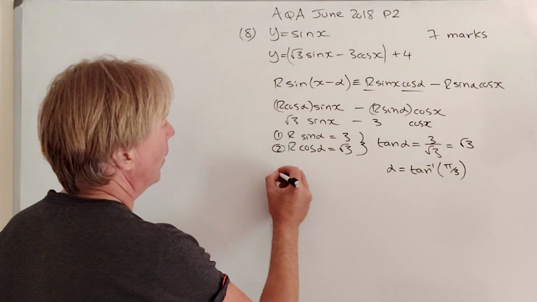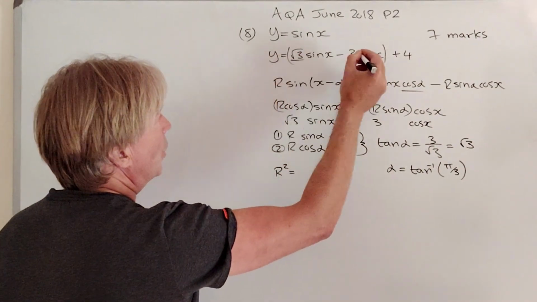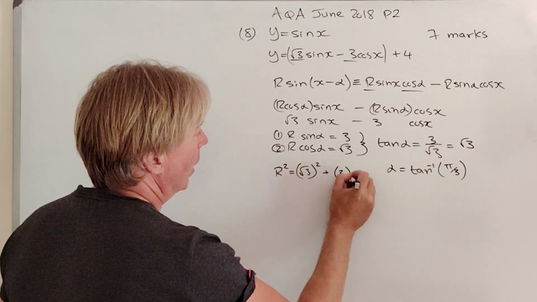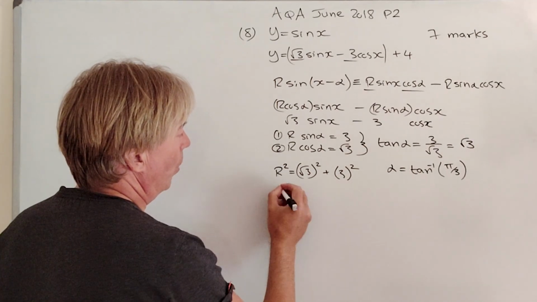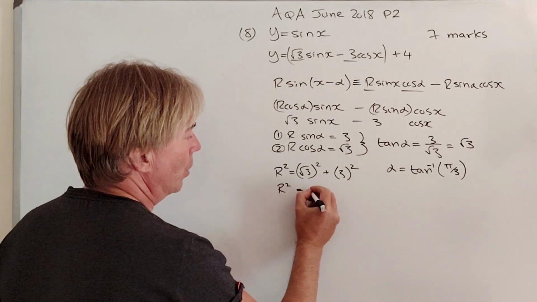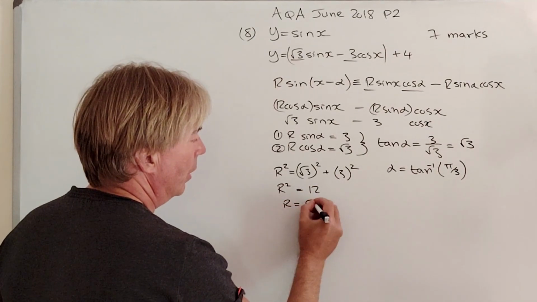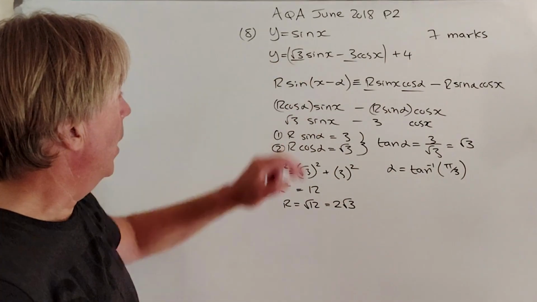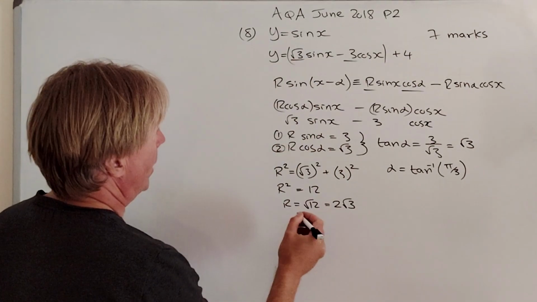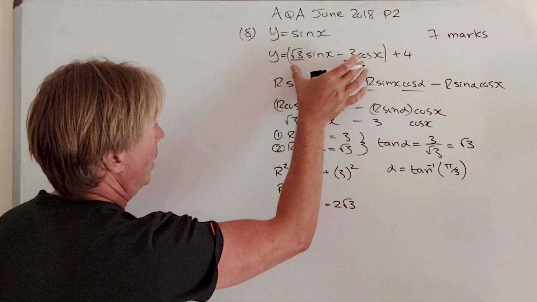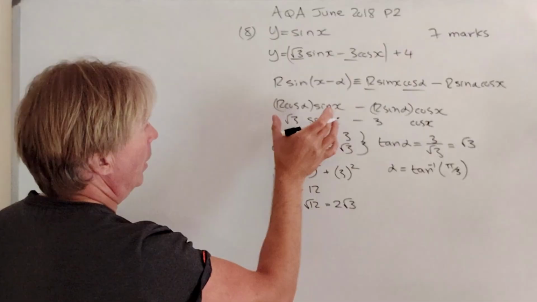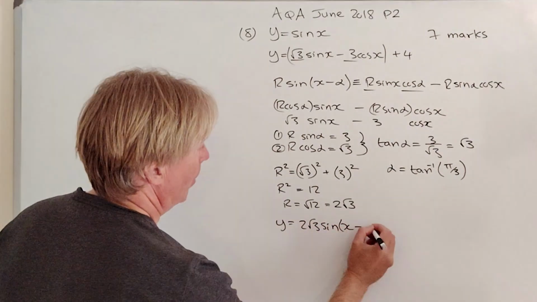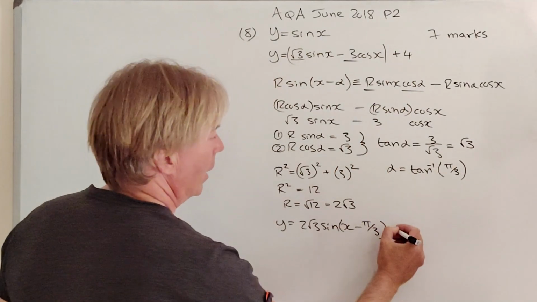We can also use the relationship that R squared is equal to the coefficients of sine x and cos x squared, so we get root 3 squared plus 3 squared. So R squared is equal to 3 plus 9, which is 12. So R is equal to root 12, which is equal to 2 root 3. We can plug that into our function up here, so y is equal to 2 root 3 sine (x minus pi upon 3), and then add 4 at the end.